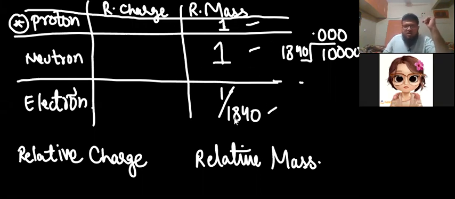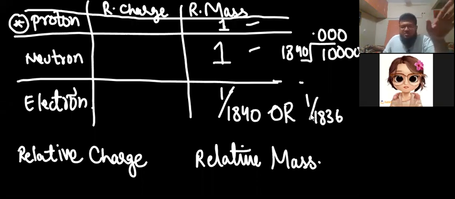In some books it's written as 1 over 1840, or in other books it's written as 1 over 1836, but it doesn't matter. You can write either of these two. Both are acceptable. Now let's talk about the relative charge. Relative charge means the charge compared to the proton, in comparison to the proton.